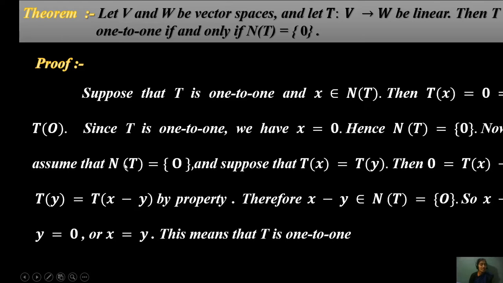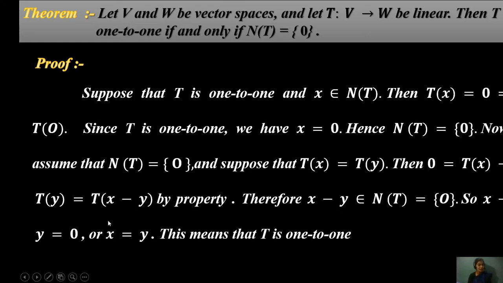Now we assume that N(T) equals {0} and suppose that T(x) equals T(y), where x and y are two elements. Then T(x) minus T(y) equals 0, so T(x minus y) equals 0, using the property from the first part of this unit that T is linear.